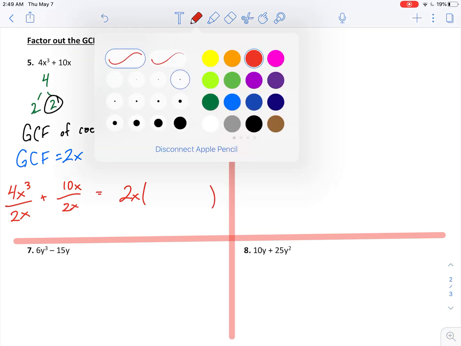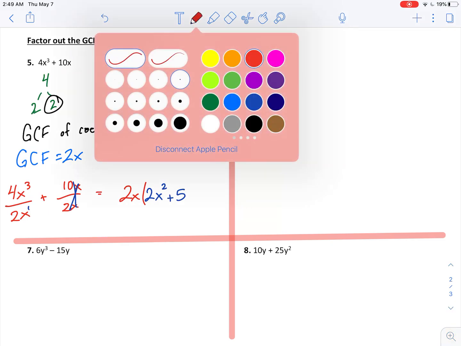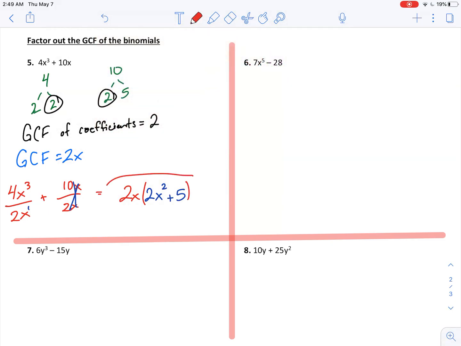So 4 divided by 2 is 2. X cubed divided by x to the first. Remember, we can just subtract these exponents. So 3 minus 1 is 2. And I have a positive 10 divided by positive 2, which is a positive 5. And these x's are going to cancel. So this is going to be my final answer, right here.